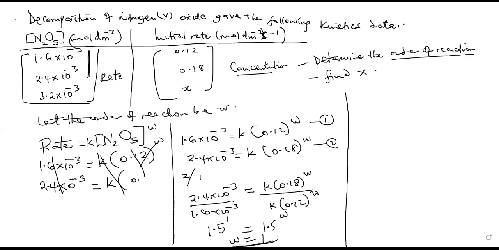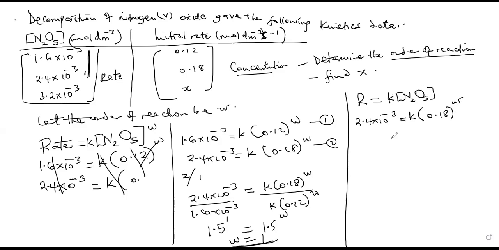So if you have to find the value of X in that part 2, you can consider these two equations. You can consider 2 and 3, and then you do the same. Since we've already gotten the order, if you consider 2 and 3, remember, still rate is equals to K nitrogen 5 oxide. So our rate from equation 2 is 2.4 exponent negative 3. You should always be specific with which experiments you consider, and say considering 2 and 3. So this one is equals to K, whereby my K I don't know it, nitrogen 5 oxide there is 0.18, W, which I already know.